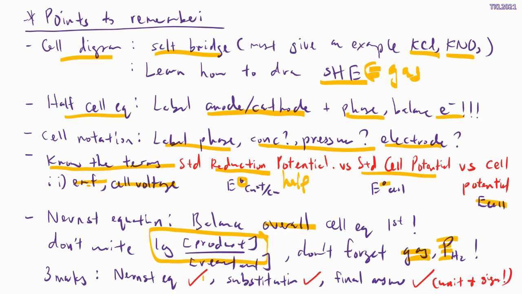So 3 marks for the Nernst equation. The first mark is for the Nernst equation. The second mark is for substitution. The final will be the unit and the sign, because you can predict whether it is spontaneous or non-spontaneous, even for standard cell potential. Okay, so that's all for the summary of galvanic cell.